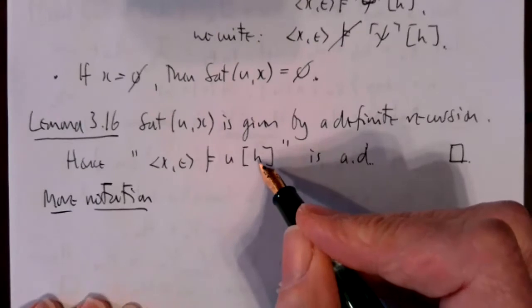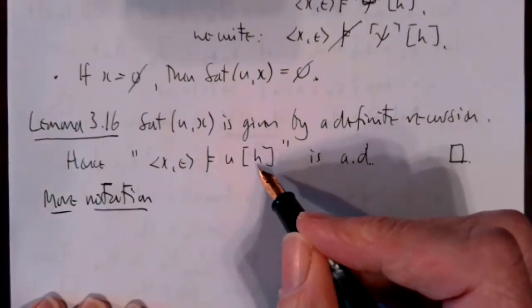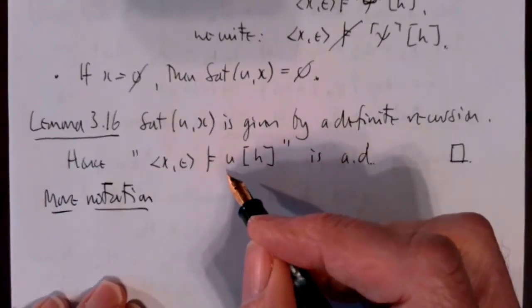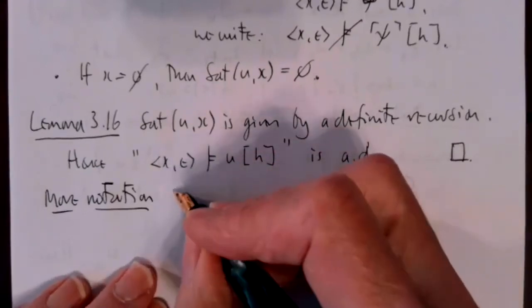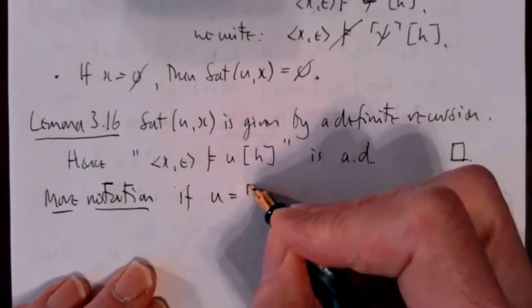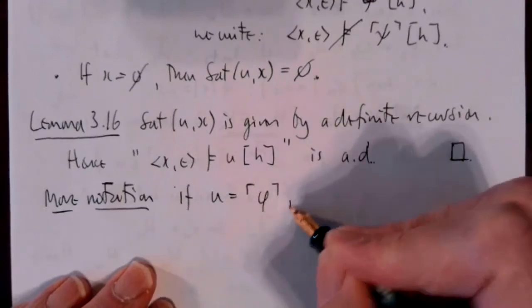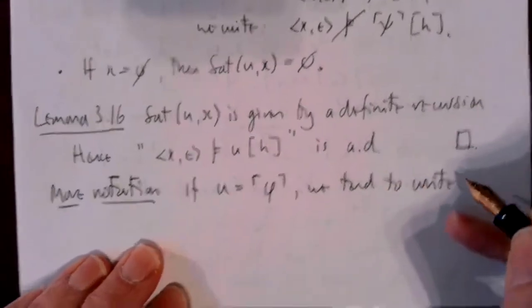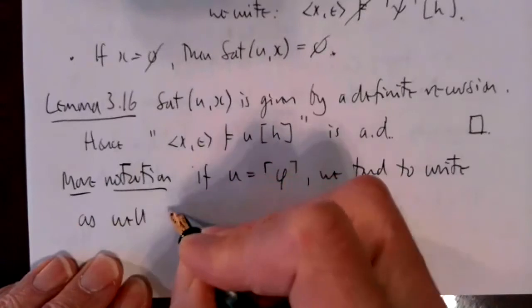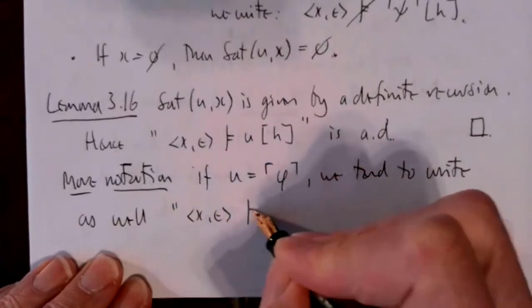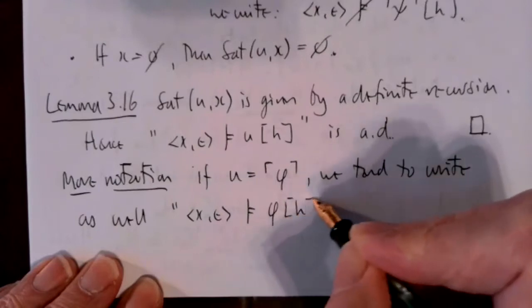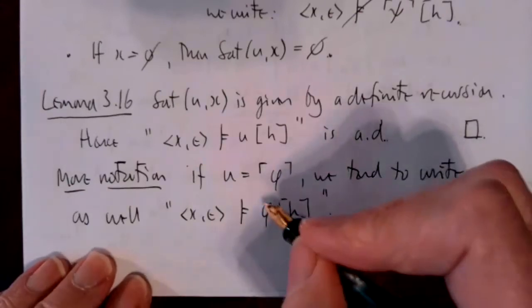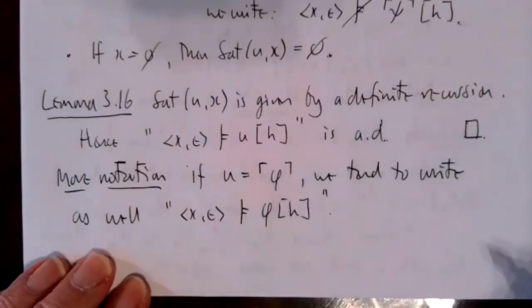Here I talked about H, and I already slipped into saying making the formula U true in here. But U, of course, is a set. It's a code for a formula, right? So if U is the code for phi, we tend to write X epsilon phi H as well, whereas more formally, I should put in the little square corners up here.